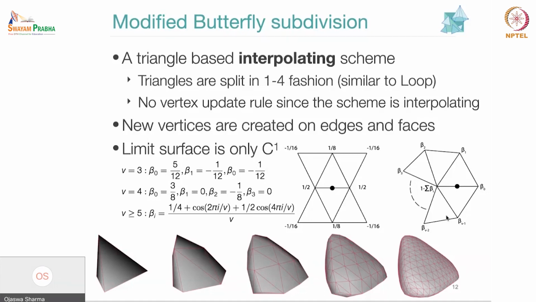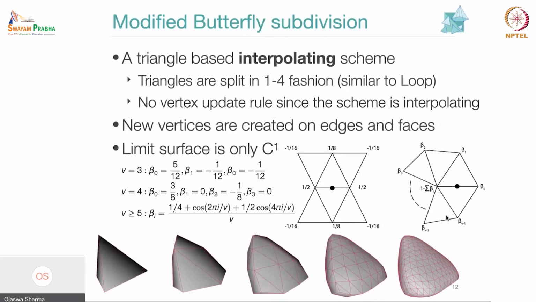That is, one triangle is split into 4 triangles, similar to the loop subdivision scheme, or as a matter of fact, any triangle being split by edges. And there is no vertex update rule since it's an interpolating scheme. So the old vertices stay where they are, and that's why it's an interpolating scheme. Only the new vertices are created.